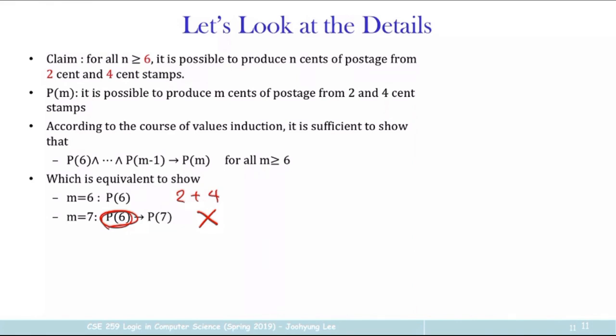Okay? Even if you can create 6-cent postage, which happens to be true in this problem, it does not help you to create 7-cent postage. The reasoning that you create a minus 2-cent postage and then add a 2-cent stamp does not hold for this step. Are you together? This is a bit tricky, okay, but hopefully you can understand, because one of the former problems is about the postage problem. So this is the failing case.